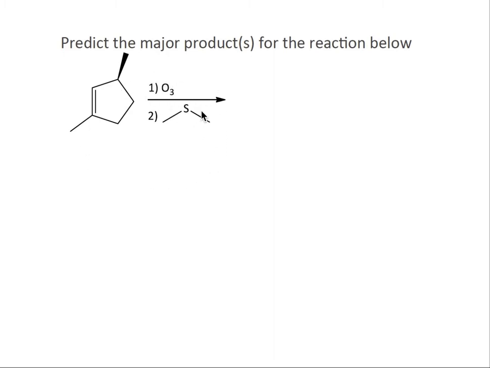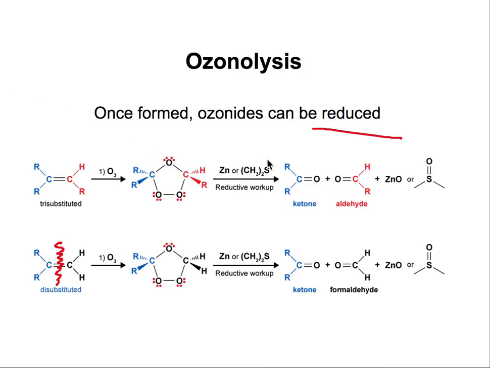We have ozone, and then the second molecule that sometimes you're going to see is DMS, dimethyl sulfide, sorry. And that is this one right here, that we saw at the beginning. So this is a reductive workup. So this molecule right here is this one, or sometimes you're also going to see it like this. For the reductive workup, remember, you can use zinc or these molecules, and the 3 of them mean the same.